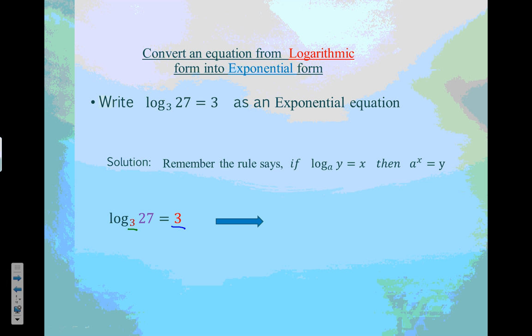Well, let's see how it's read. It says log base 3 of 27 is equal to 3. So the base is 3. So we're going to take 3, raise it, actually, that should be the green, so you don't get confused. We're going to take 3 and raise it to the 3rd power. That's this 3, the one that I underlined in blue. And we're going to get an answer of 27.